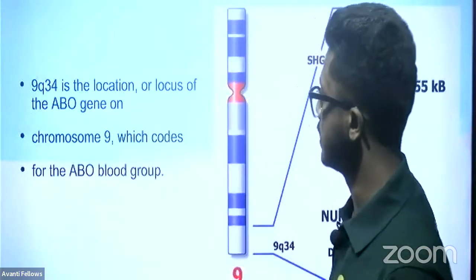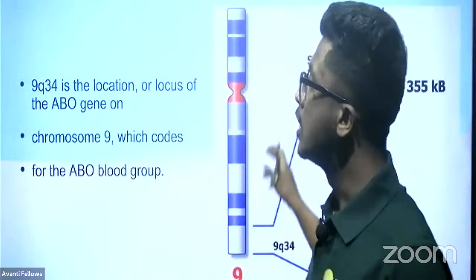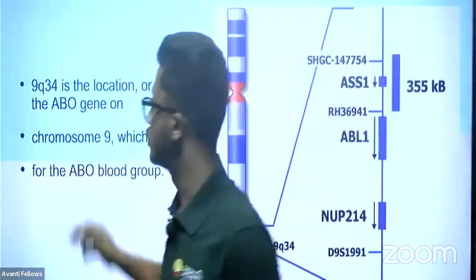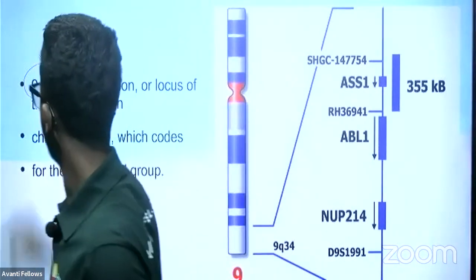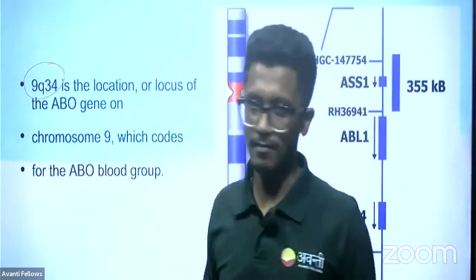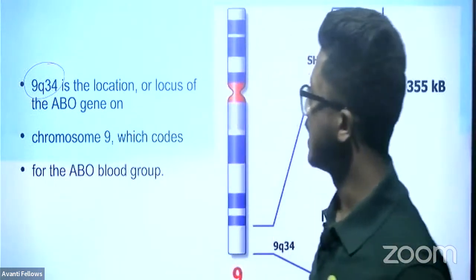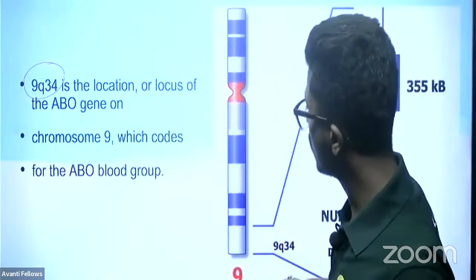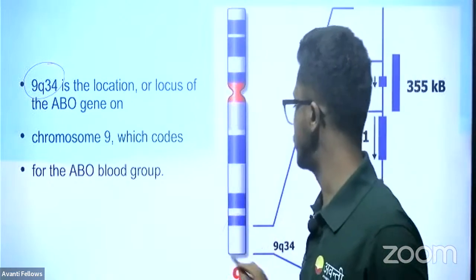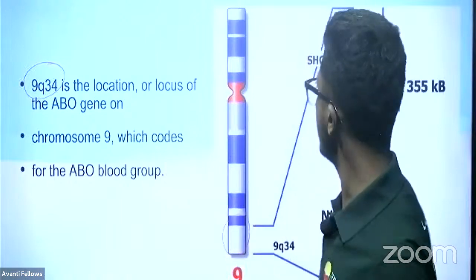Let's look at this. This is your chromosome 9. The locus on chromosome 9 is called 9q34. This particular thing is not important for our memory, but we can understand that it is present on the 9th chromosome at this particular position. Okay. So what do we have here?